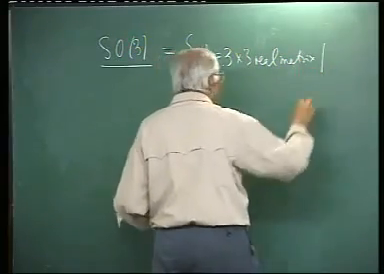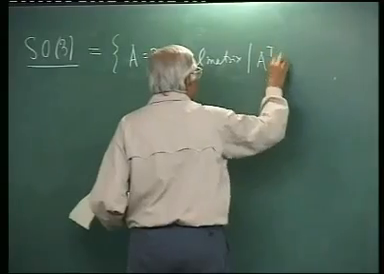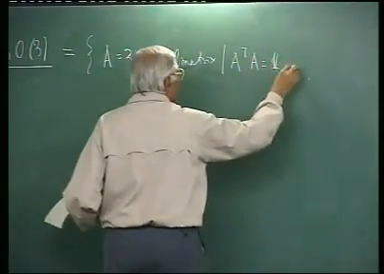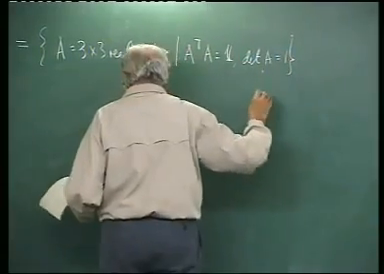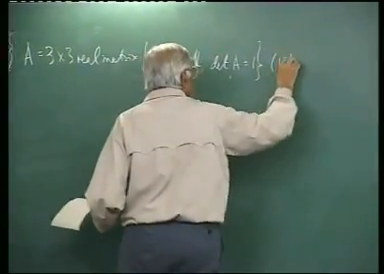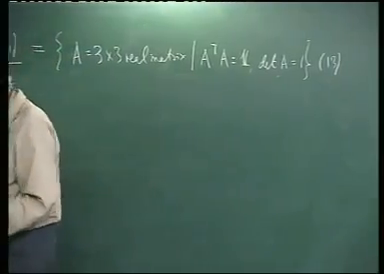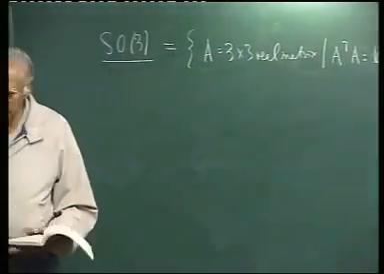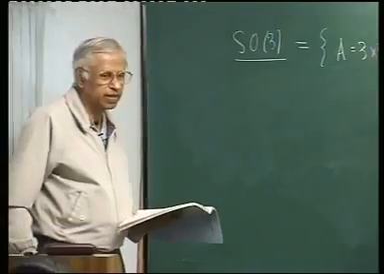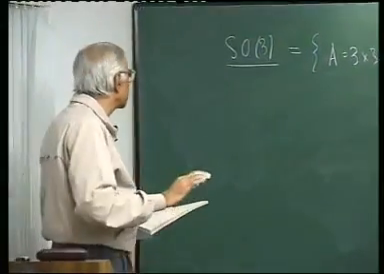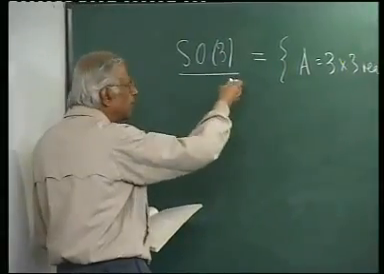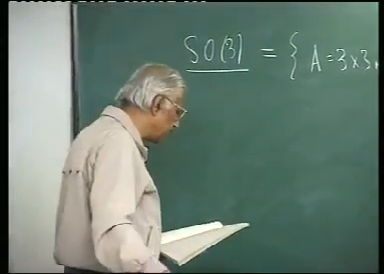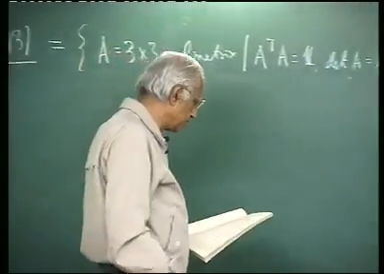The definition is easy enough. A must be real orthogonal, and the determinant must be 1. Now, you can convince yourself that this is non-abelian right from the start. So already there is a difference compared to SO2. That was abelian, this is not abelian. We will see it explicitly in a little while.